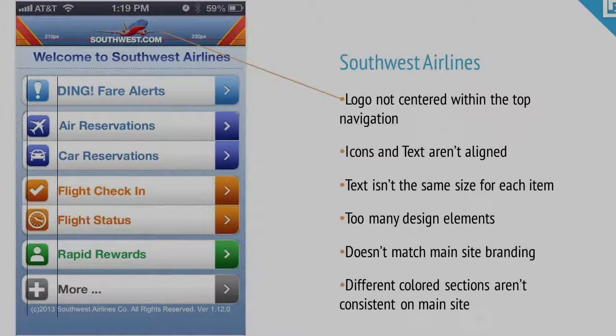Again, it doesn't match the site branding, and the different color sections are not consistent with the main site of the application. They're trying to color code things, but they're not very consistent with what they're doing on the website. There should be consistency. If they're going to color code different sections so that you recognize where you are, they should really make it a consistent look and feel.